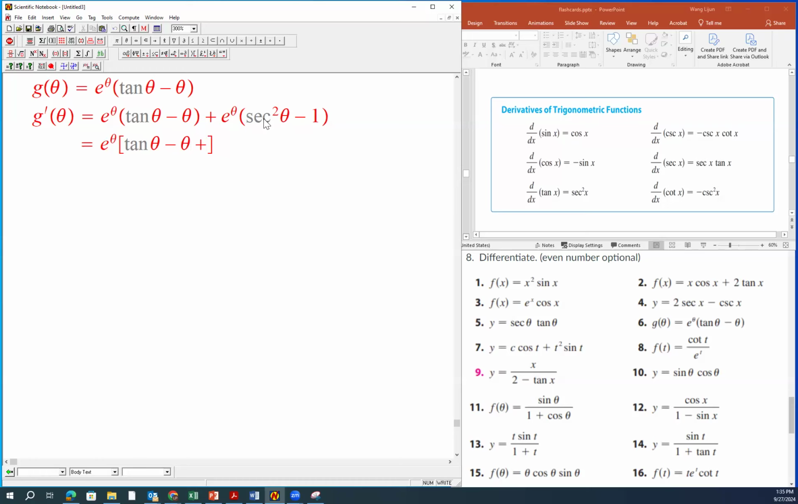plus all of these in parentheses. So I'm going to bring them together. Is there anything I can do to reduce it? The only part I think we can reduce is secant squared theta minus 1. Why? Because we know there's this identity here, right? So 1 plus tangent squared theta is equal to secant squared theta.